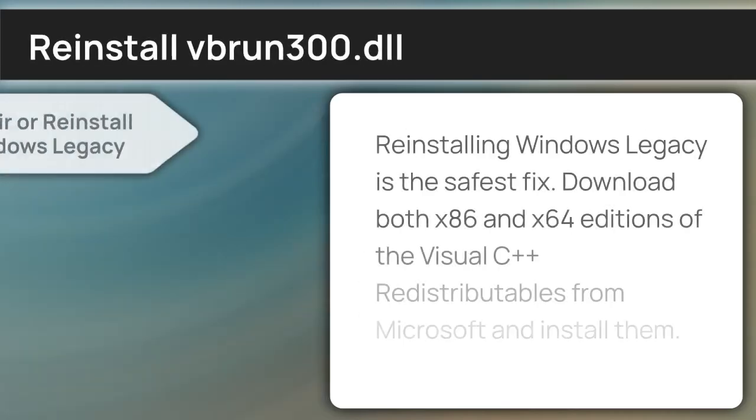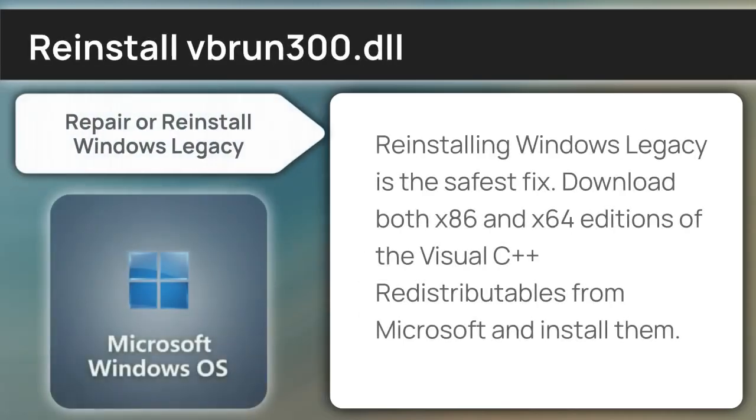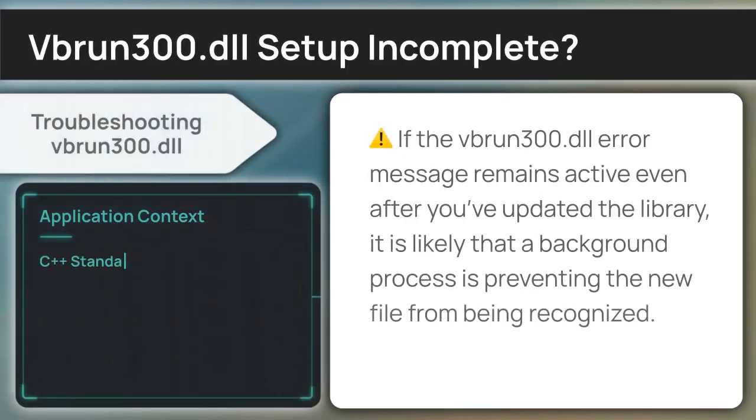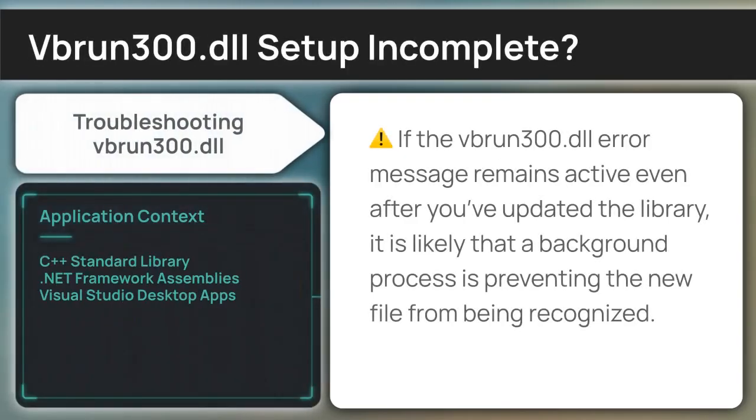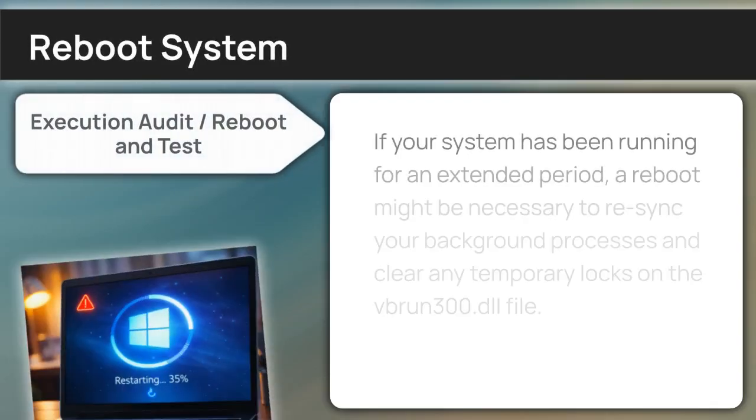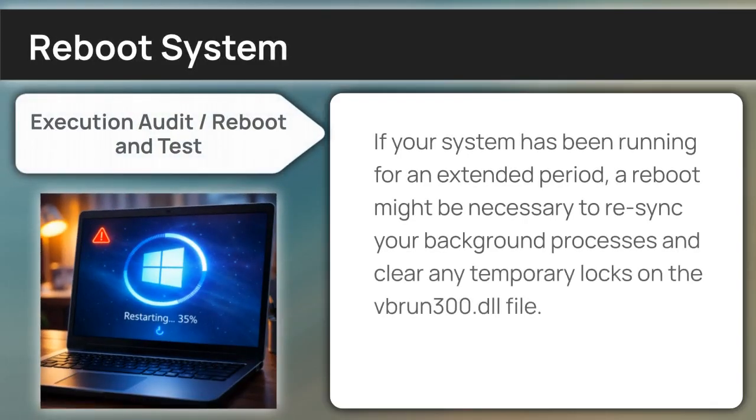Reinstalling Windows Legacy is the safest fix. Download both x86 and x64 editions of the Visual C++ Redistributables from Microsoft and install them. Persistence of this error after a clean reinstall suggests that the issue may reside within the current user session's initialization. A simple restart can resolve file-in-use errors that mimic a missing Visual Basic Runtime 300 message. It's a low-effort step that ensures your operating system starts with a clean execution stack.